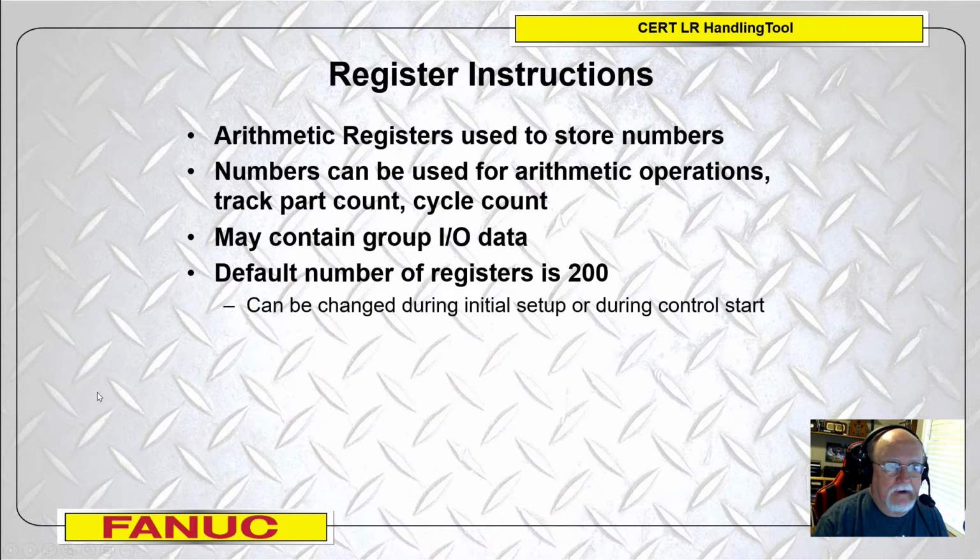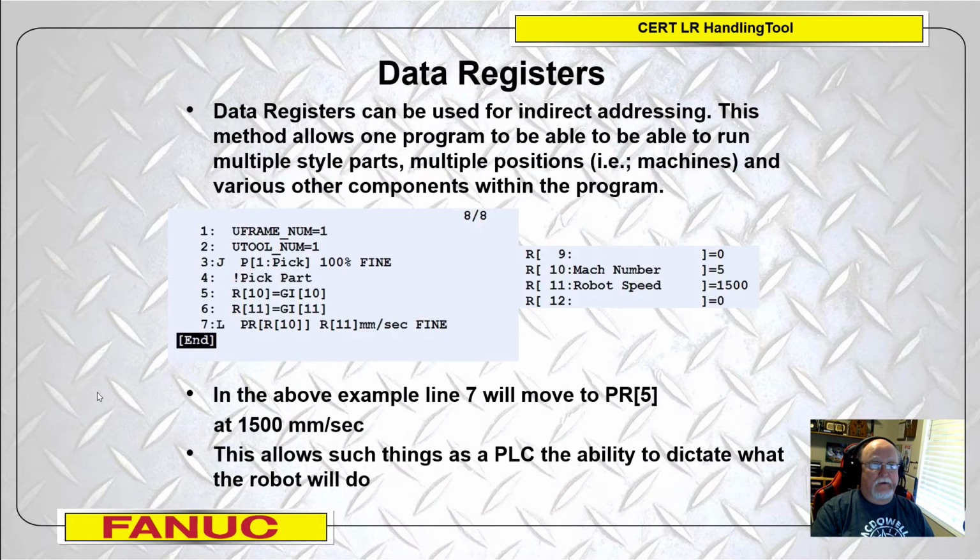Okay, so register instructions, arithmetic registers used to store numbers. Numbers can be used for arithmetic operations like tracking part count or cycle count, which we've already done. And you can put IO groups data in there, and the default number of registers is 200. So there's 200 registers there, they say. That's the default number.